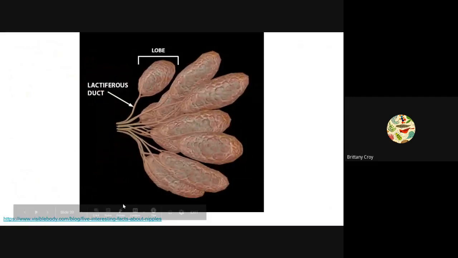Here is another view along with a great article down there, 5 interesting facts about nipples. You should check that out.